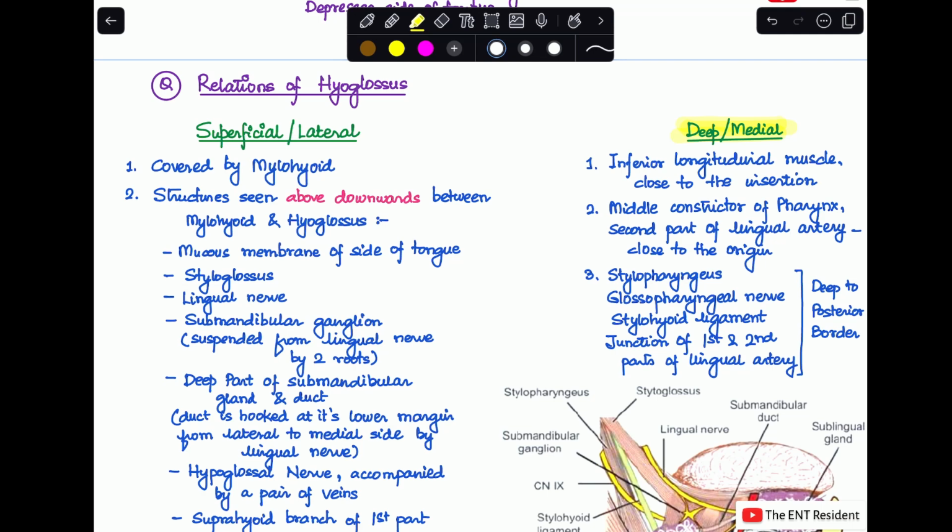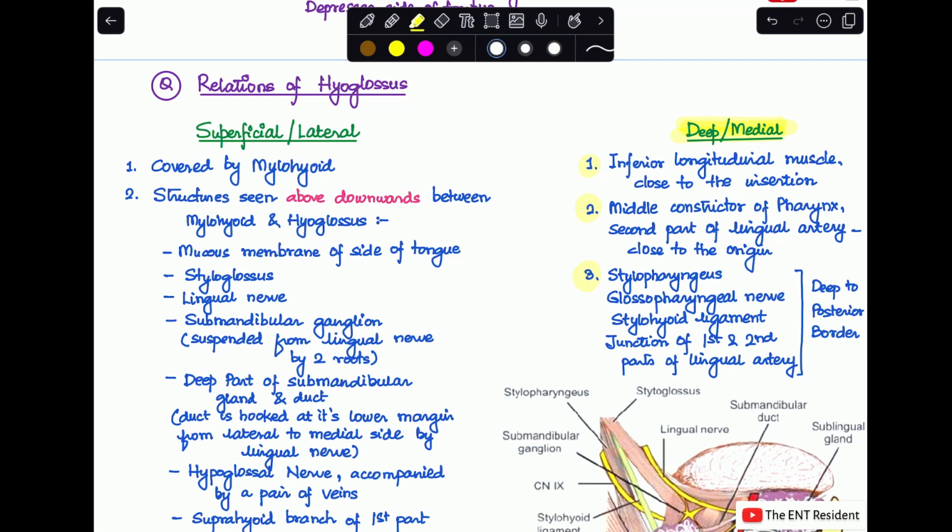So the deep or the medial relations are the inferior longitudinal muscle, which is close to the insertion, the middle constrictor of pharynx, and the second part of lingual artery, which is close to the origin, and the stylopharyngeus muscle, glossopharyngeal nerve, stylohyoid ligament, and the junction of first and second parts of lingual artery deep to the posterior border of the muscle. So these are the deep or medial relations.